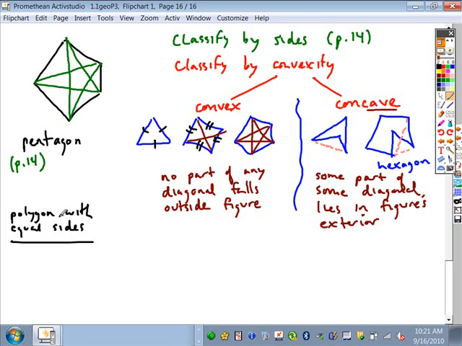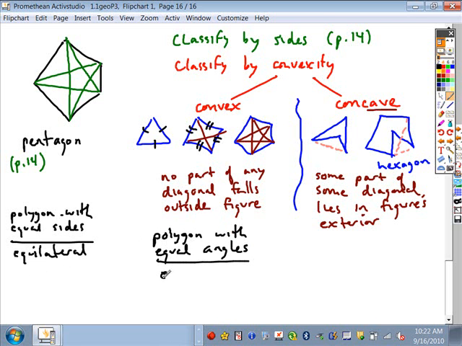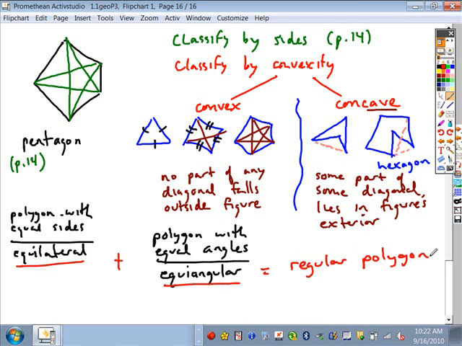But if a polygon has all equal sides, it's called equilateral. And if you have a polygon with all equal angles, it's called equiangular. Okay, and if you have a polygon that is both equilateral plus equiangular, and all the angles are equal, then your figure is called a regular polygon.